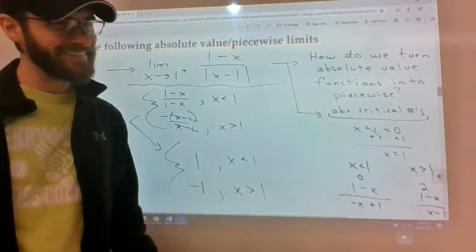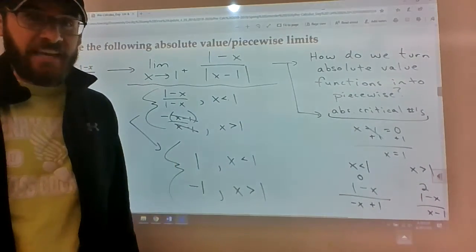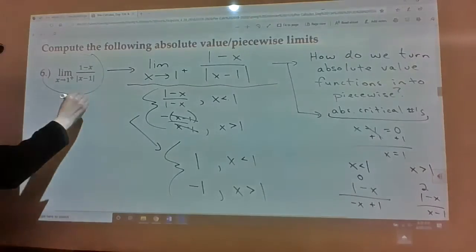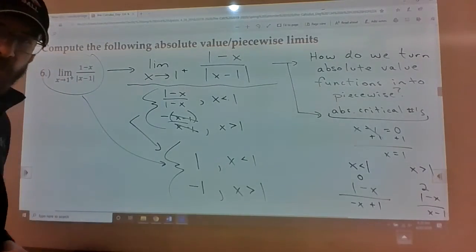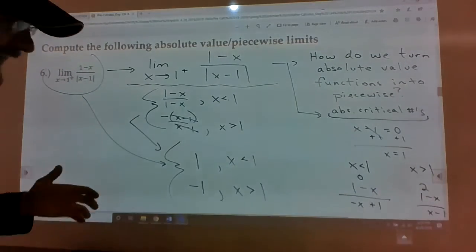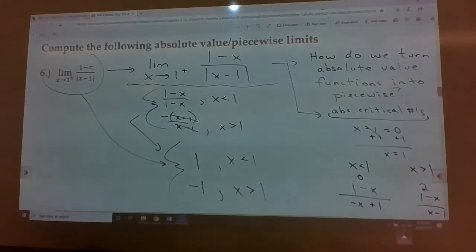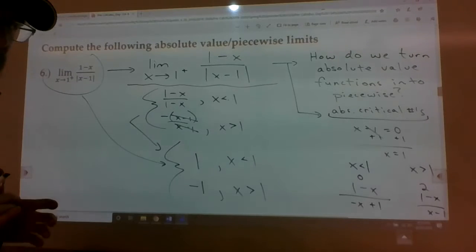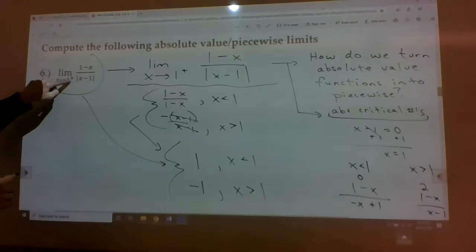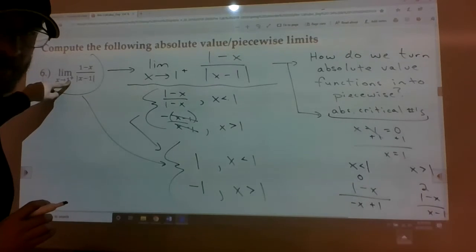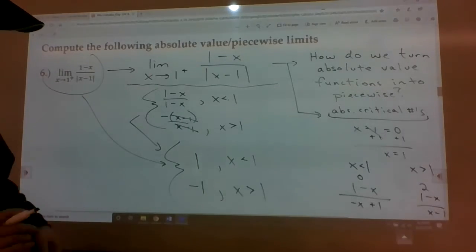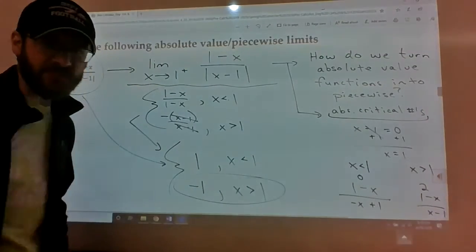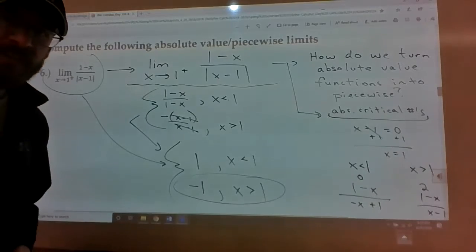Okay. This is the piecewise representation of that absolute value function. So which one represents behavior from the right? Because it's saying, what's the limit as x approaches 1 from the right? It's this one. So the answer is -1.